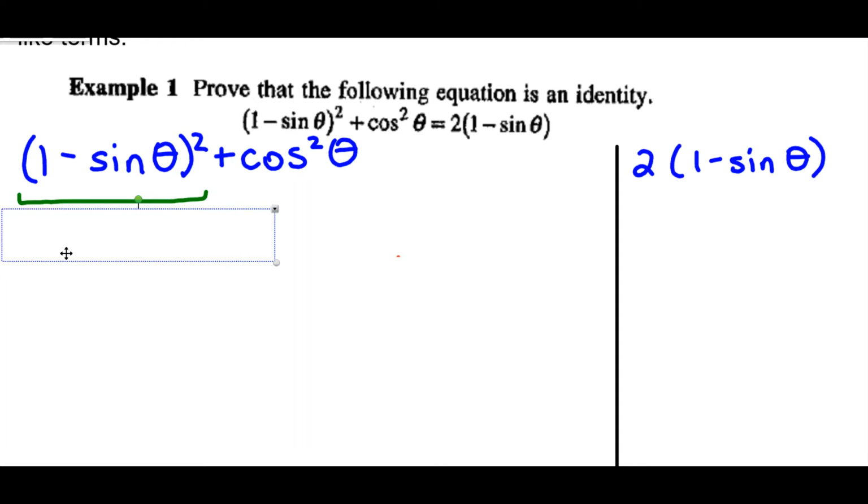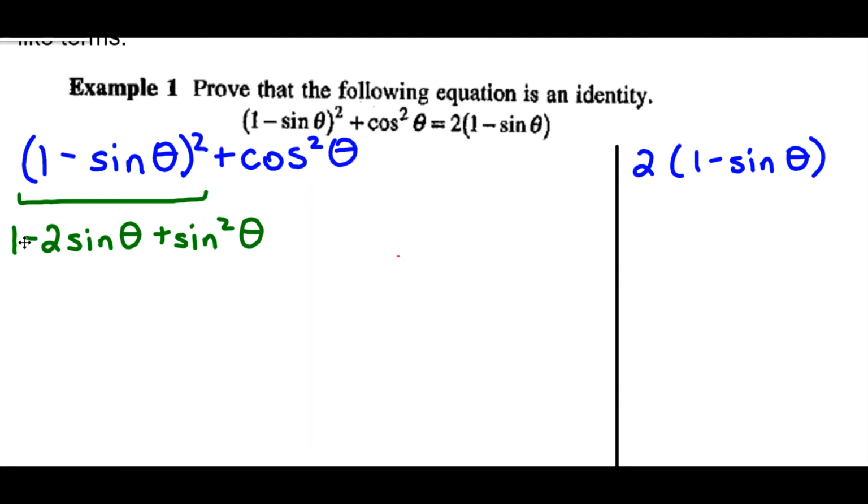Now, there is a short form to learning how to do this without having to do a lot of work on the side. The trick to squaring a binomial is to square the first term, multiply the two terms together and double it, and then square the last term. So when I do that, I'm going to get 1 minus 2 sine theta plus sine squared theta. Now, I haven't done anything with this plus cosine squared theta, so it's going to continue on into the next line.